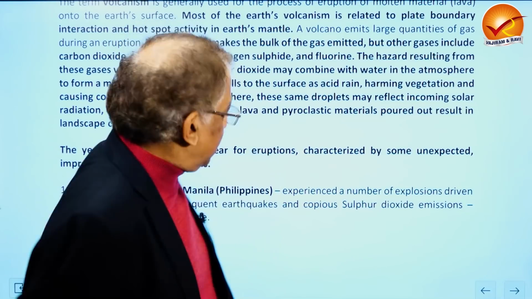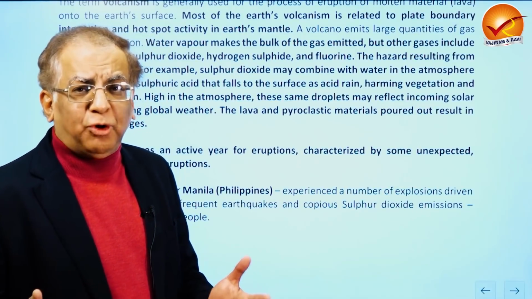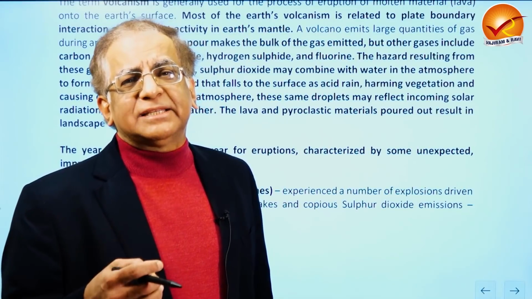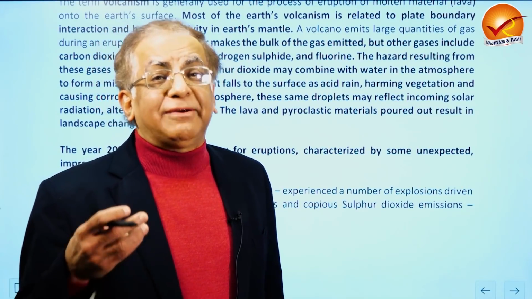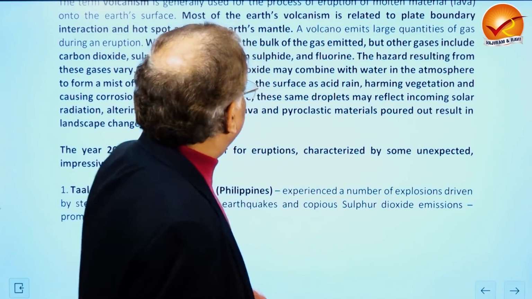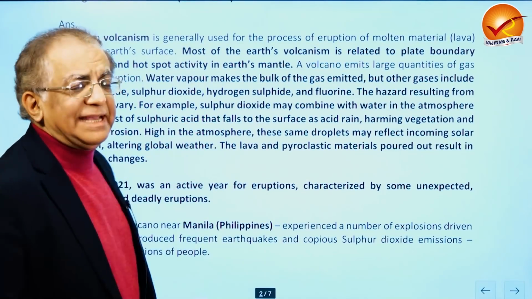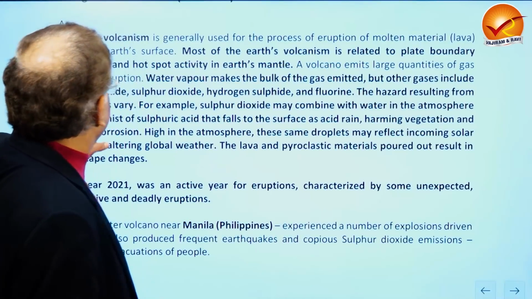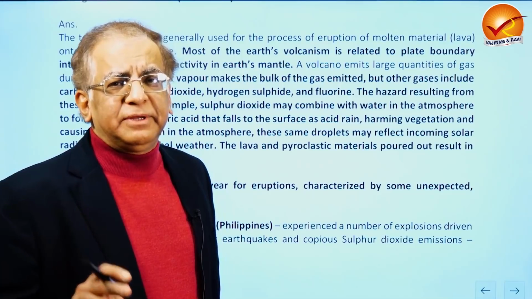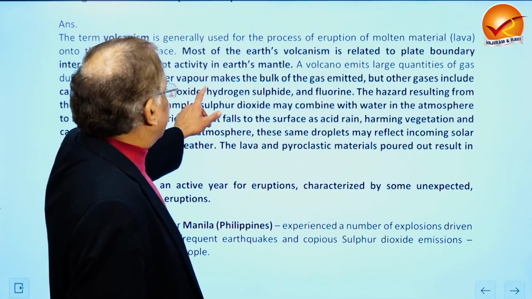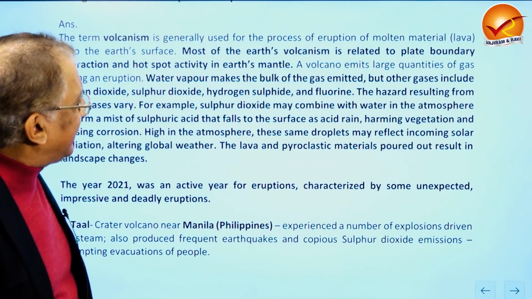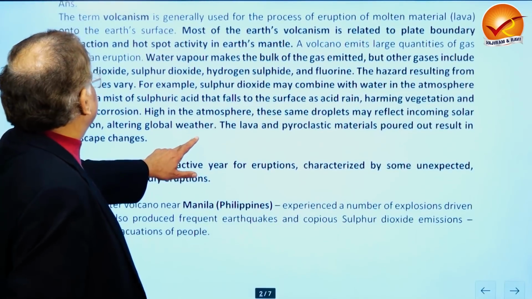Now, the number of words is 150. I can't write for each particular example what gases were ejected and other details. One, I may not have all the information with me, and second, you may not have the words to write that much. So what we do is, we write in the very beginning what gases are generally ejected during volcanic eruptions. Now, remember, in volcanic eruptions, water vapor is in the majority in the gases being ejected. So I write, water vapor makes the bulk of the gas emitted, but other gases include carbon dioxide, sulfur dioxide, hydrogen sulfide, and fluorine. And the hazard resulting from these gases would vary.